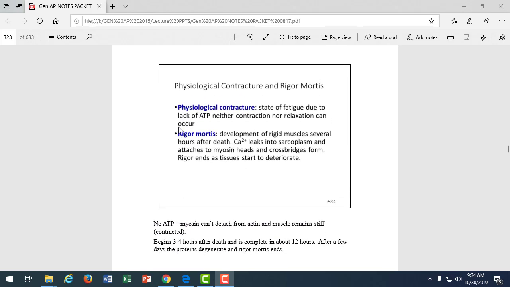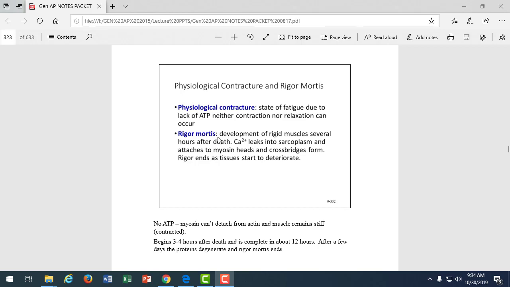Okay, other things. Physiological contractures. When you don't have ATP anymore, what happens? You can't contract or relax. When you run out of ATP, you're stuck in that cross-bridge cycle. The myosin bound to the actin head, it brought that actin inward, but now it can't let go. So you're in a state of just contracture.